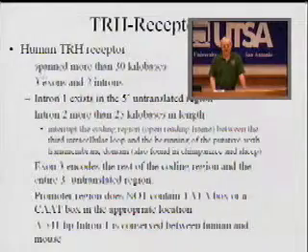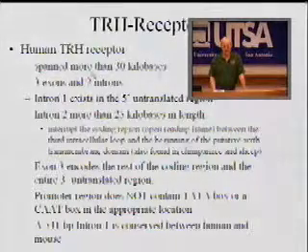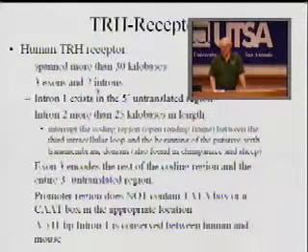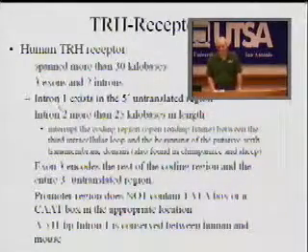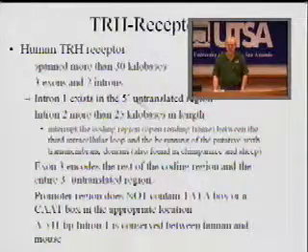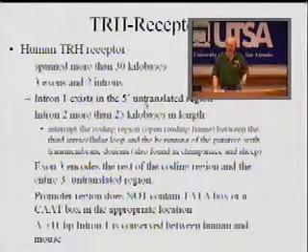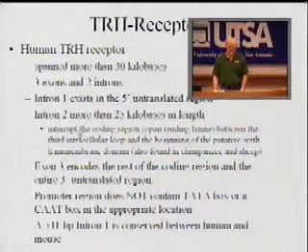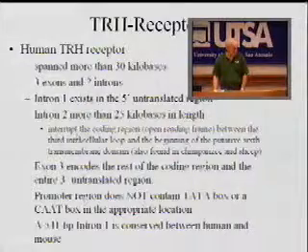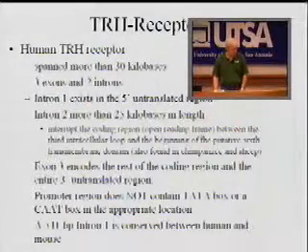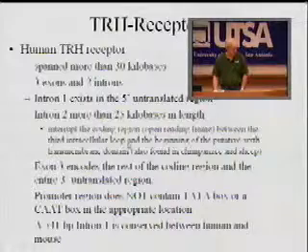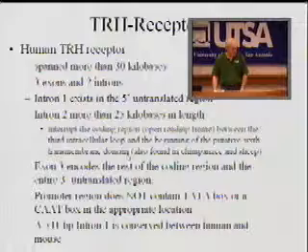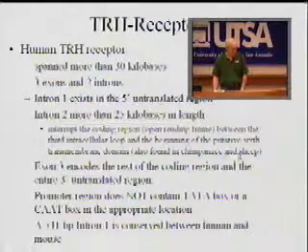So the human TRH receptor spans more than 30 kilobases, 3 exons and 2 introns. So a lot of memorization coming up, as you can see. Intron 1 exists in the 5' untranslated region. This is beginning to sound very common. Intron 2, more than 25 kilobases in length. It interrupts the coding region, the open reading frame, between the 3rd intracellular loop and the beginning of the putative 6th transmembrane domain, also found in the chimpanzee and sheep.